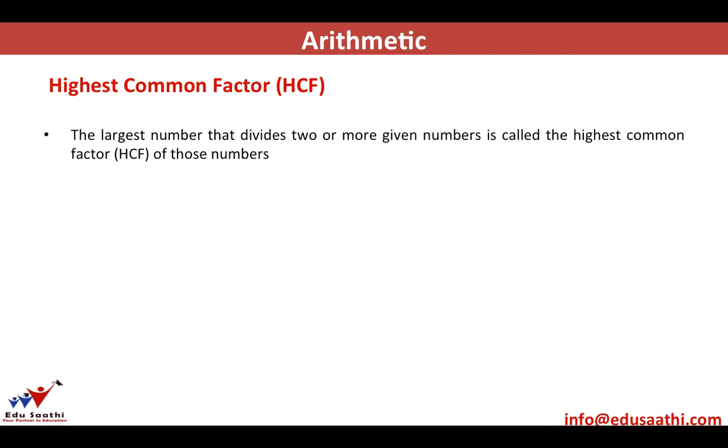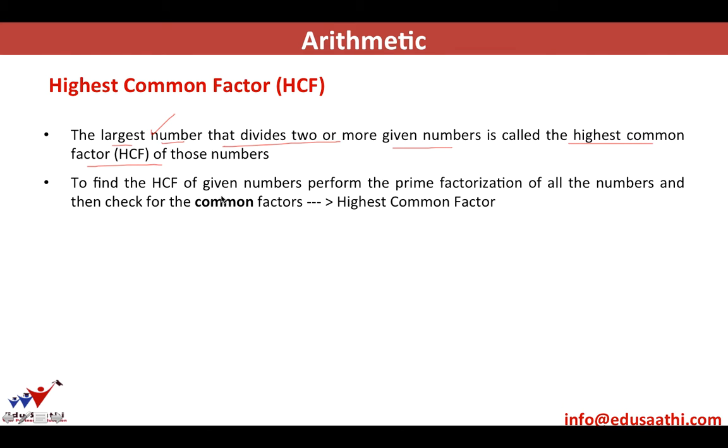Now let's talk about highest common factor. We've just talked about factor. The largest number that divides two or more given numbers is known as the highest common factor of those numbers. So I find out the factors of two given numbers. Whatever is the largest number that can divide both the given numbers simultaneously is known as its HCF.